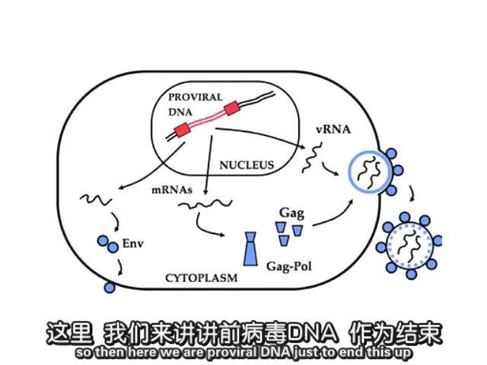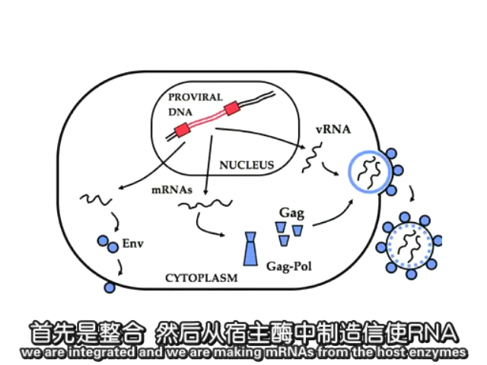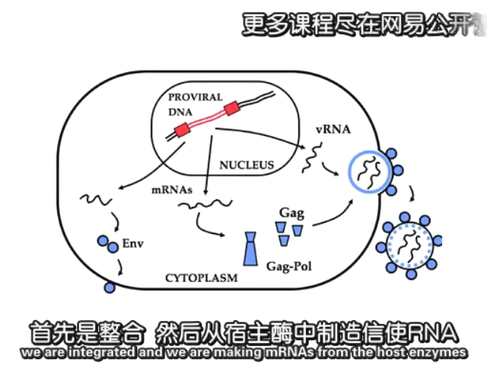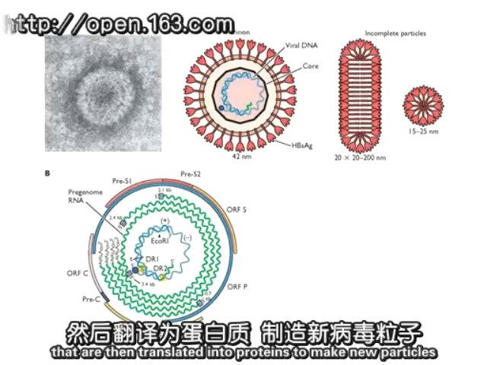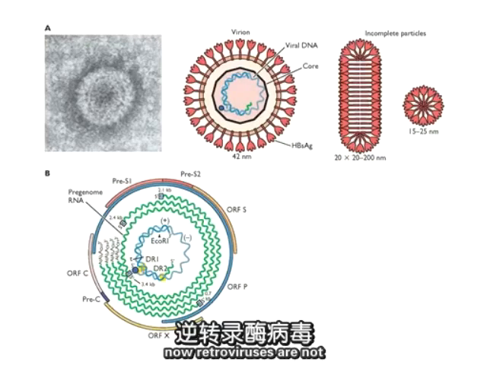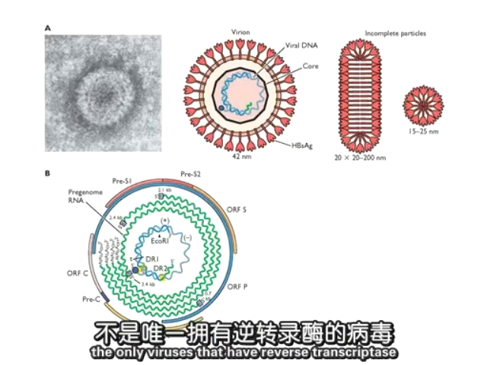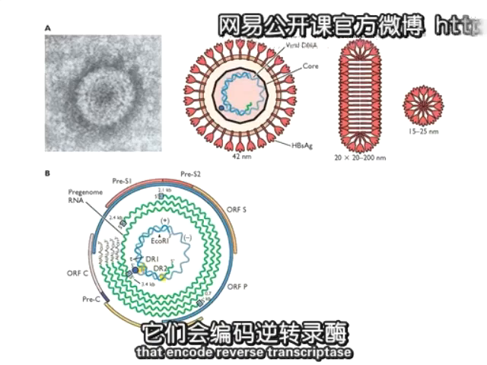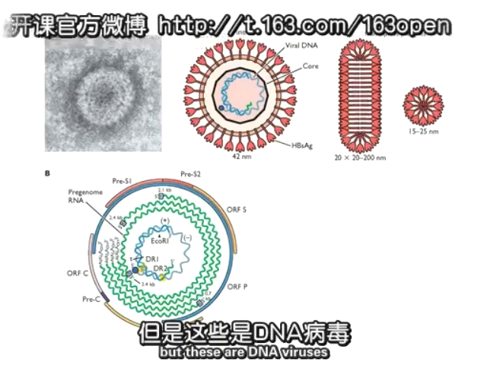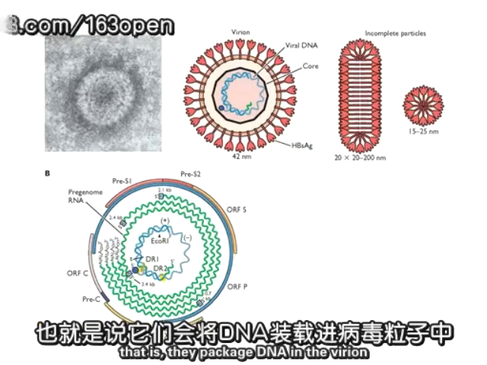So then here we are, proviral DNA, just to end this up. We're integrated, and we're making mRNAs from the host enzymes that are then translated into proteins to make new particles. Now, retroviruses are not the only viruses that have reverse transcriptase. I want to tell you about 2 other families of viruses that encode reverse transcriptase, but these are DNA viruses. That is, they package DNA in the virion.